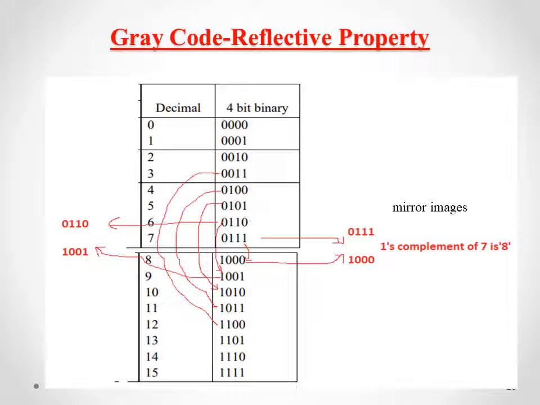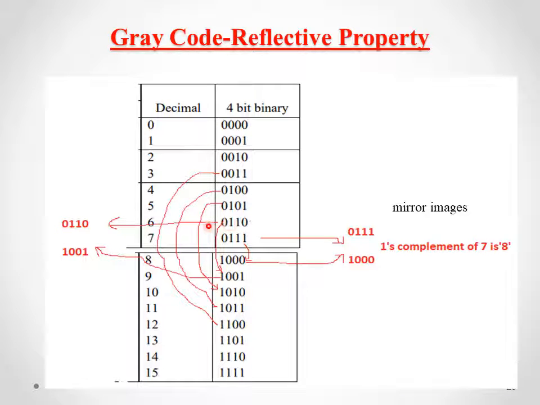Gray code reflective property. Let's see how it works. Now it's a 4-bit combination, so we are making 16 combinations. Now we will start from this point. Now it's binary 0111, that is 7, and we are taking one's complement of 7. One's complement of 7 is 1000, that is 8. So if you are taking one's complement of 7, that will give 8.